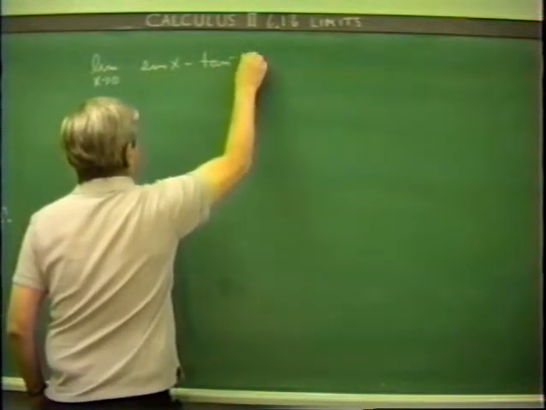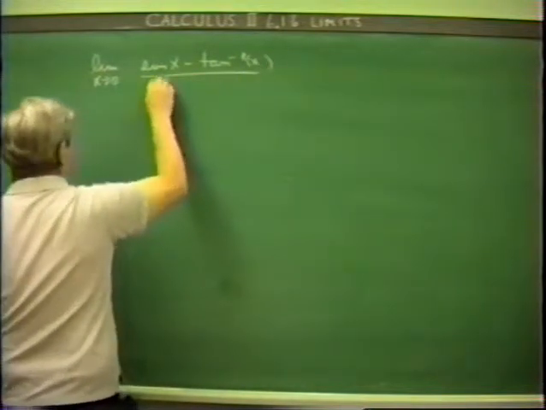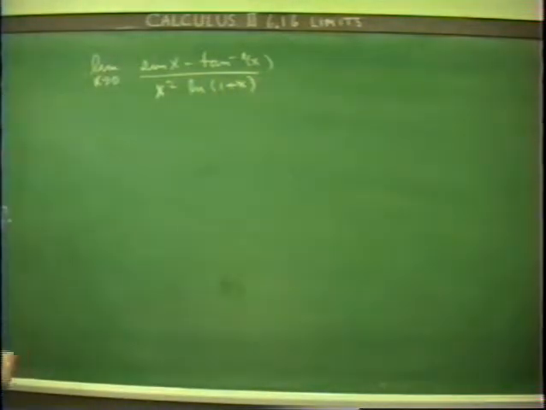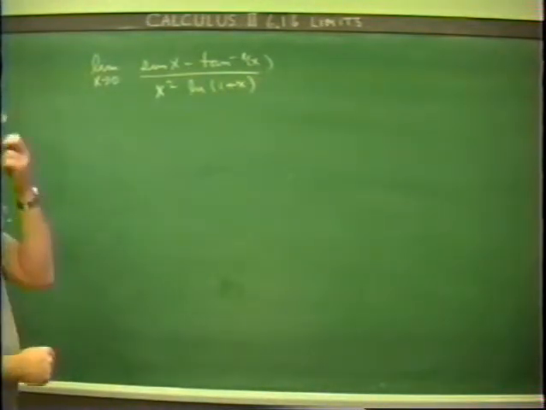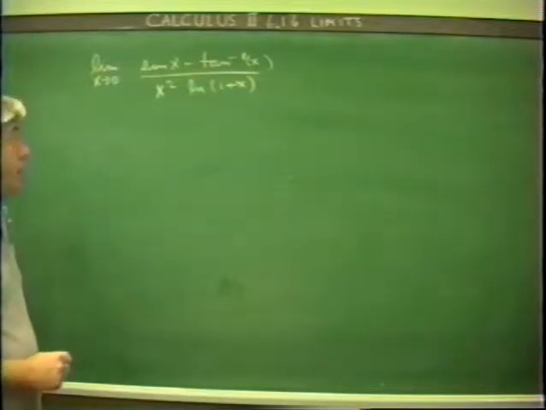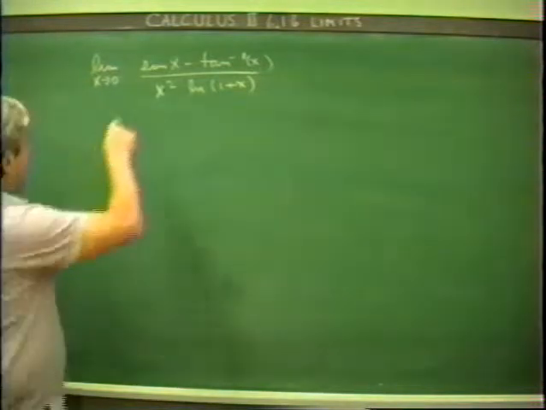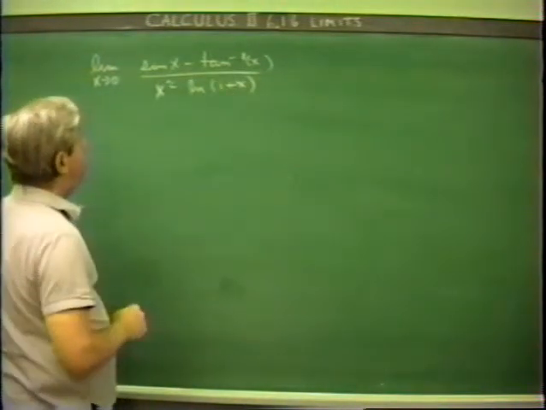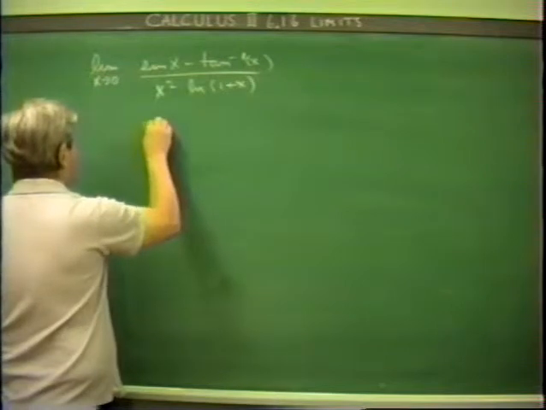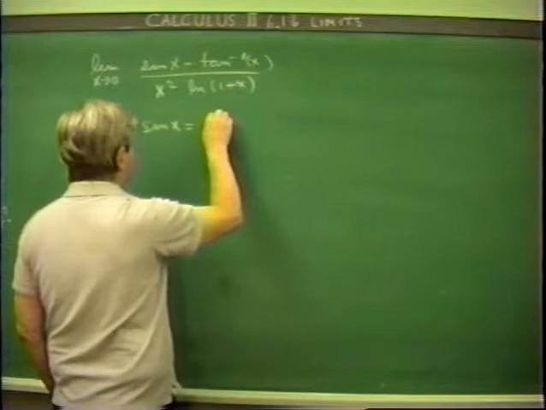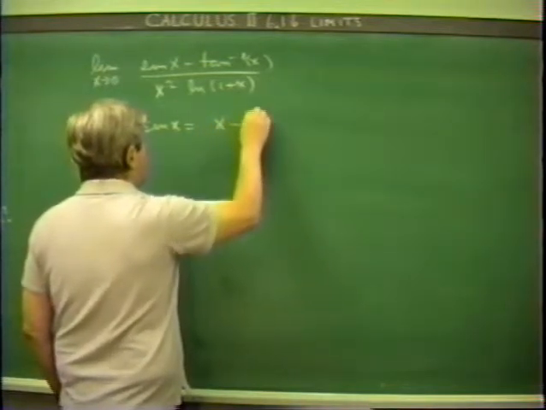Let's suppose we want to take a look at the limit as x approaches 0 of sine x minus tangent inverse of x over x squared log of 1 plus x. Now, this is an instance where L'Hopital's rule really could be applied, but if you try and do it, you'll find that not only does it get fairly messy, but it's going to take about 6 applications of L'Hopital's rule and fill up a blackboard or a large sheet of paper. Instead of doing that, let's replace these functions here with their power series and see what happens.